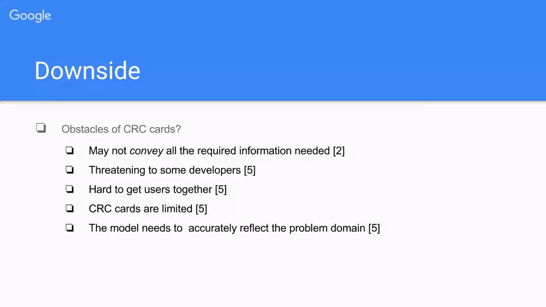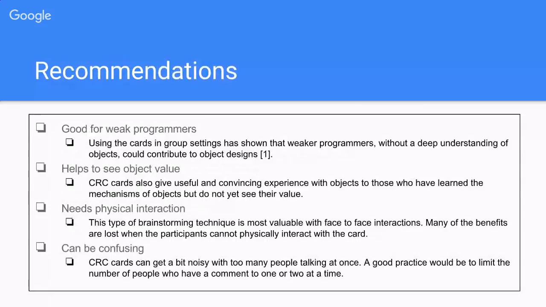And it would be a good idea to find this out now instead of waiting until later, once we've started developing the software, to know that there is a problem and that it's going to cost us a lot more to go back and fix it. So we recommend using CRC cards for weak programmers. If you're a weak programmer or you don't have a deep understanding of objects, this could help you understand the objects. If you don't see the value of the object, CRC cards also give useful and convincing experience with objects to help us to see their value.